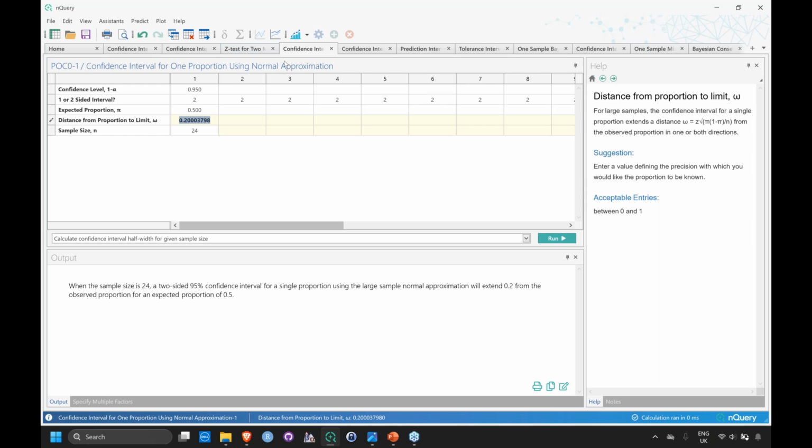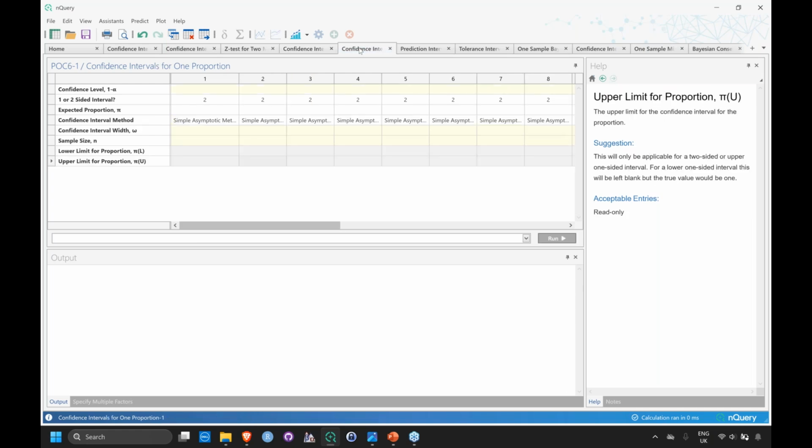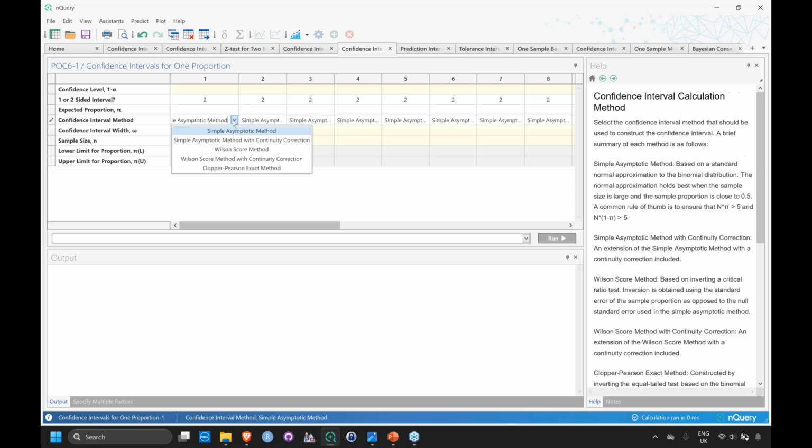Again, as you can see in the title, this used a normal approximation, but other calculation methods are available if required. So it's in another table here. So for example, we have the option to choose between simple asymptotic method, which is basically the same as the normal approximation, and the Wilson score method, both with and without a continuity correction, or you can use a Clopper-Pearson exact method. And that's what we'll do now. Let's see what sample size would have been required for this same width, but this time using the exact method.